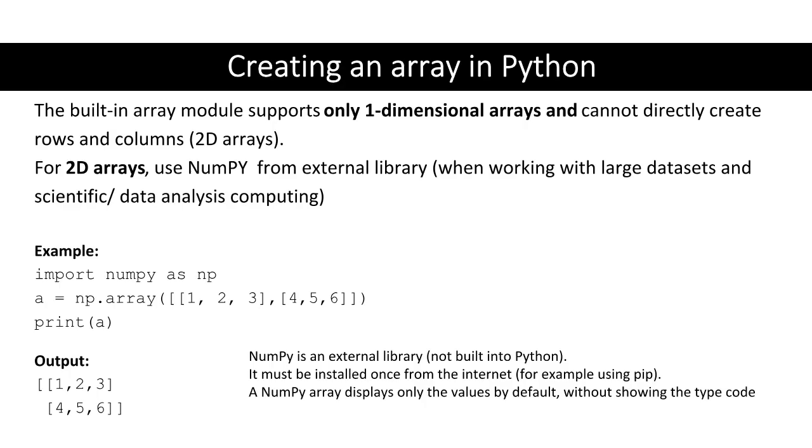This slide shows how to create a 2D array using NumPy. A equals np.array, 1, 2, 3, 4, 5, 6. This creates 2 rows and 3 columns. Output, 1, 2, 3, 4, 5, 6. NumPy displays only values without showing typecode.